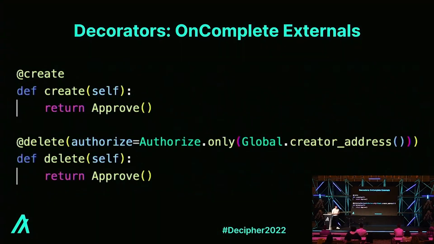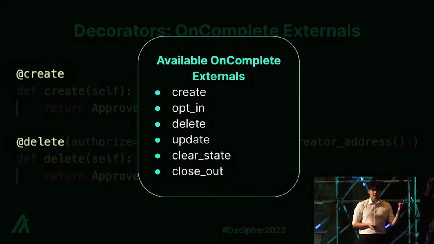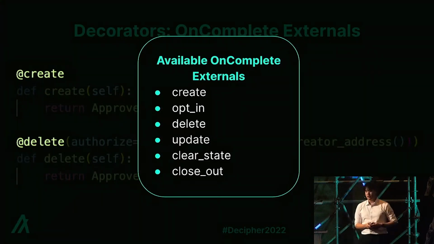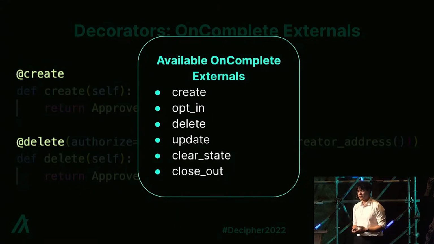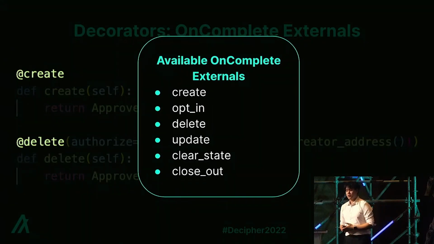Our last decorator, the on-complete externals. So on the Algorand blockchain, when you're interacting with your smart contract, there are special types of application transactions. These are the 6 application transactions that the Algorand blockchain supports. But on the slide, I only have create and delete up there. So what this means is if someone says, hey, I want to send in an application create transaction, that's going to call that create method right there. If someone sends a delete transaction, that's going to call the delete method down there.